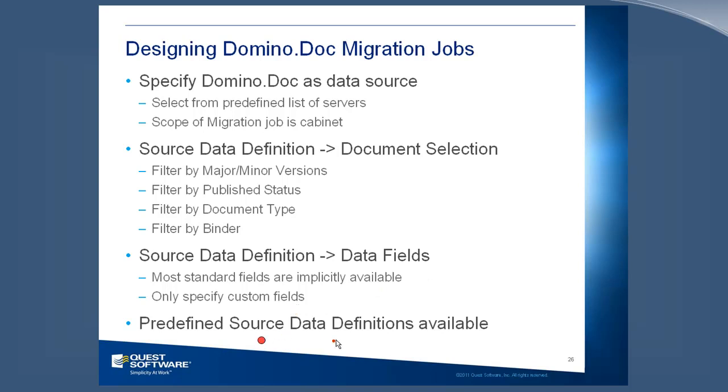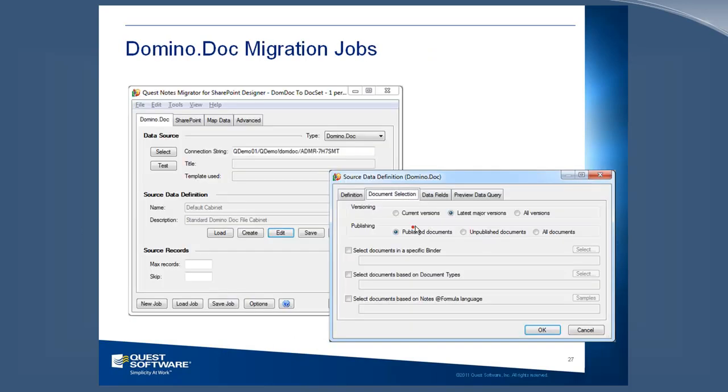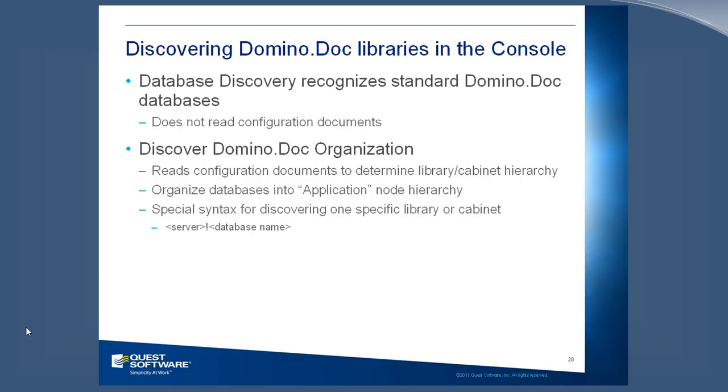And once again, there's a predefined data definition that's available that has a pretty good set of defaults for migrating any document library. And here's an example of the document selection tab for Domino.Doc. Again, what versions do you want? Do you want the published version? And so on. When you want to do the bulk migration, it's a little simpler than what you saw with QuickPlace, but the concept's basically pretty similar.